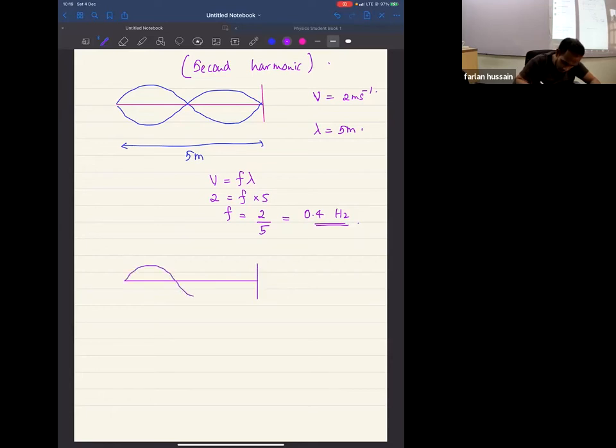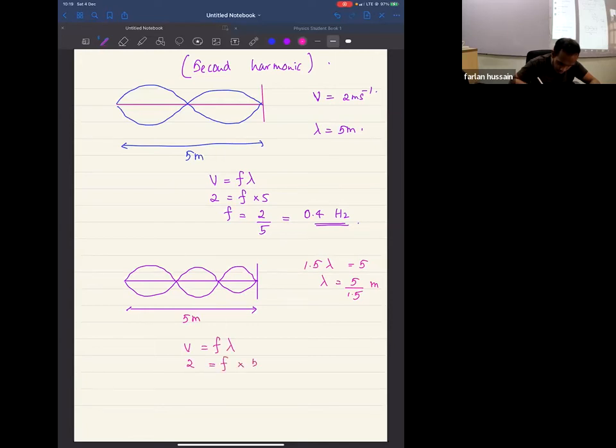We will get a stationary wave with 3 loops. So now how many lambdas are we seeing here? Here there is actually 1.5 lambda. This is one wave, and this is another half a wave. So 1.5 lambda is equal to 5 meters. So lambda is equal to 5 over 1.5 meters. Now I'll use V equals F lambda. V is once again 2 meters per second. Frequency is what I want to know. Lambda is 5 over 1.5. Cross multiply to make F the subject: 2 into 1.5 is 3, so 3 over 5, which is 0.6 hertz.